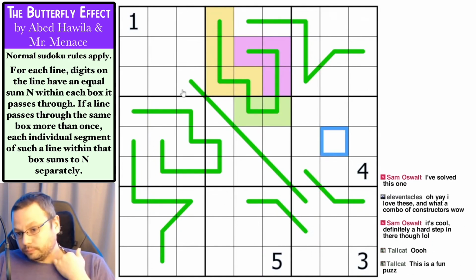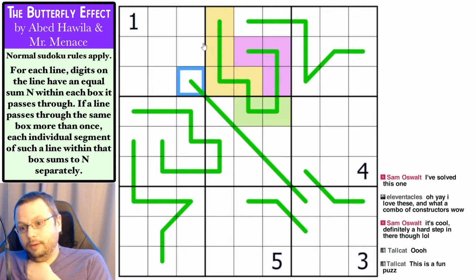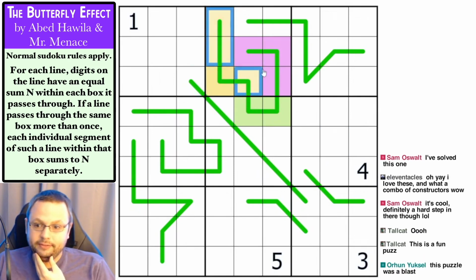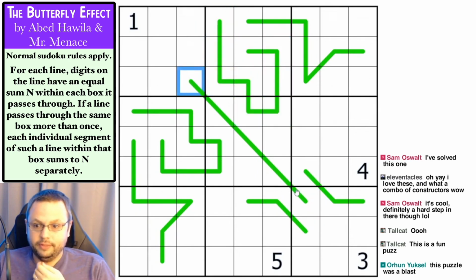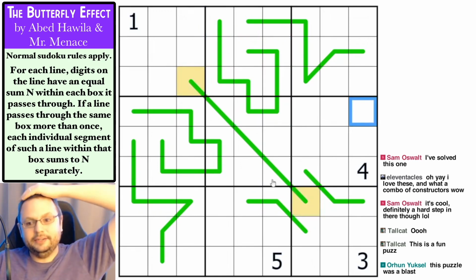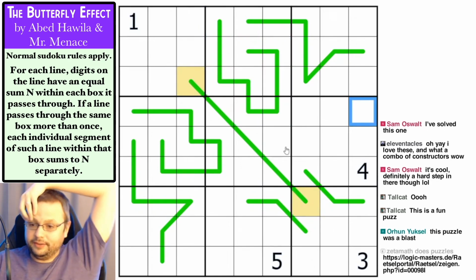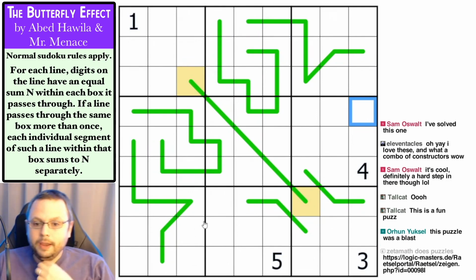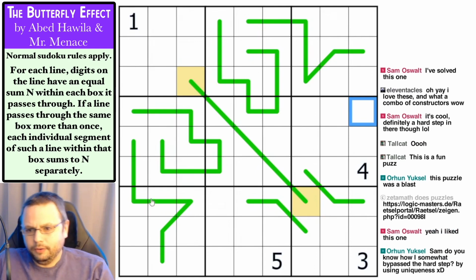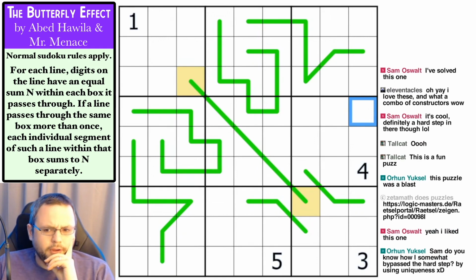One consequence of this right away is that these two cells are the same digit. They're identical digits because of the way that things work. Okay. Let's get started. There's all kinds of stuff going on in this puzzle.